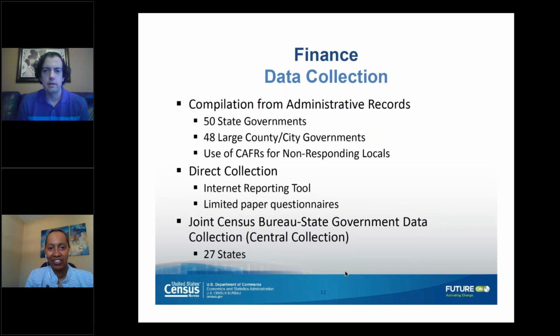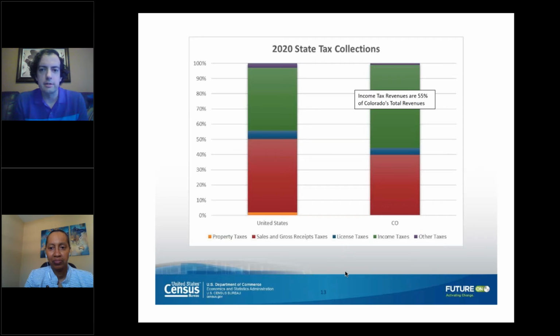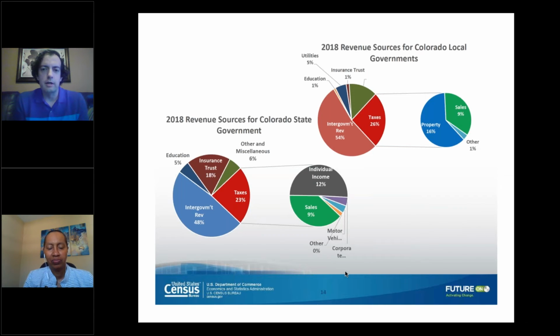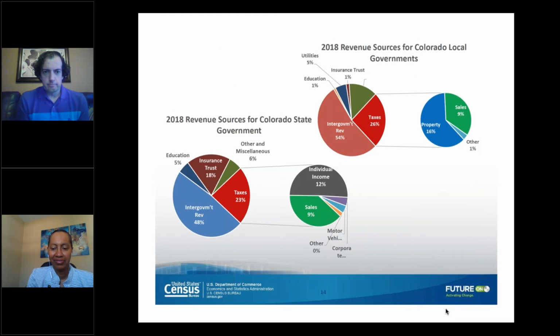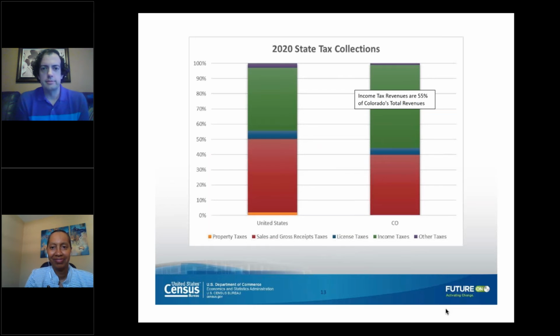On the next slide, we have a chart showing state tax data. The state tax survey, back up to, there we go, right here.